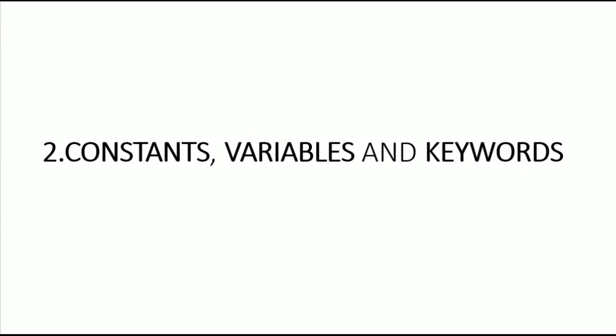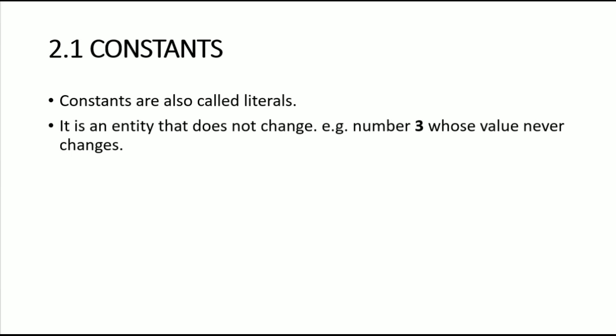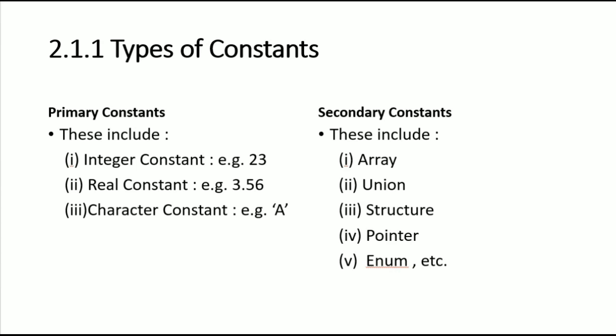Now comes constants, variables, and keywords. So what are constants? Constants are also called literals. It is an entity that does not change. For example, number 3. 3 will always remain 3. Its value will never change, no matter what happens. So that's a constant.